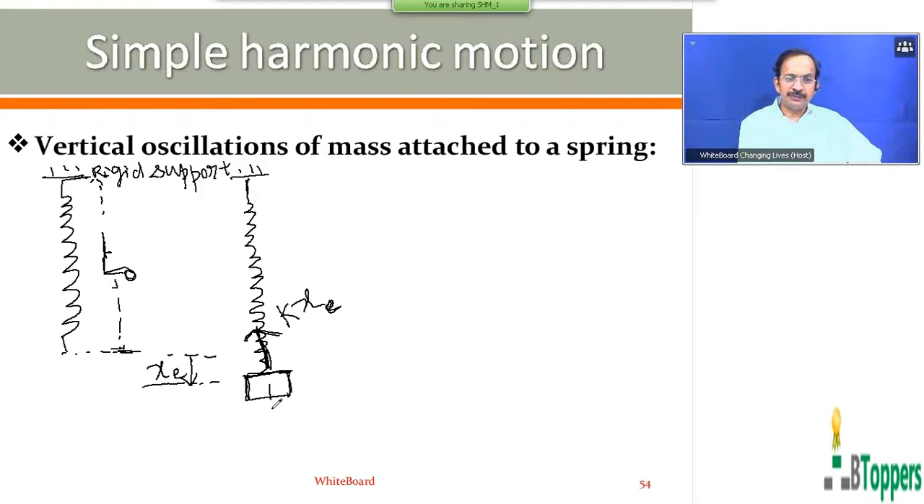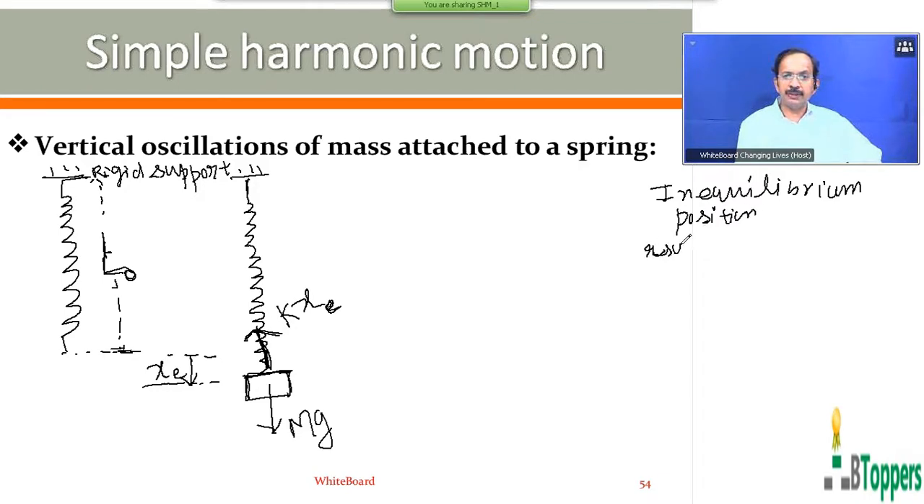The weight mg of the block acts vertically downward, which is the gravitational force on the block. So when the suspended mass is in equilibrium, equilibrium position means the position where the resultant force on the block becomes zero. So in the equilibrium position, the resultant force on the block in the upward direction is equal to kxe minus mg.